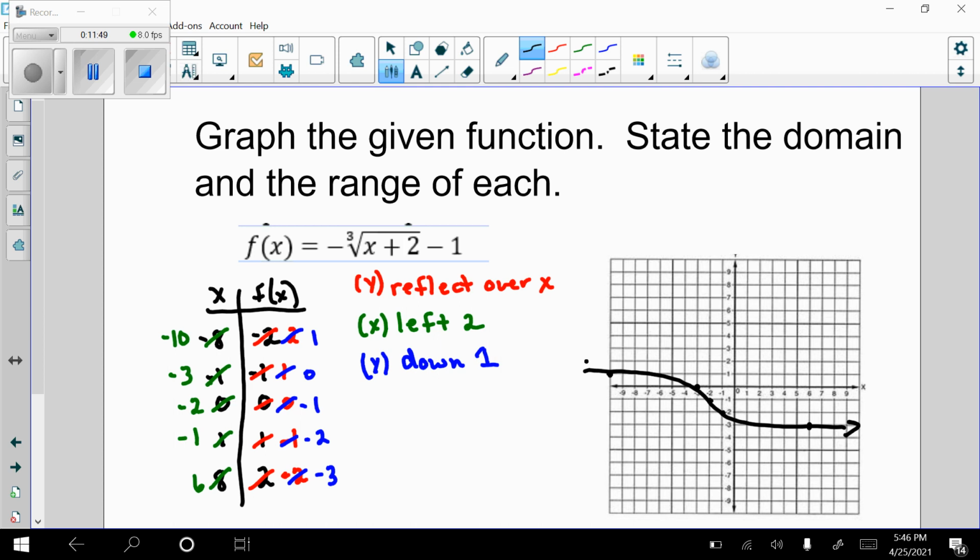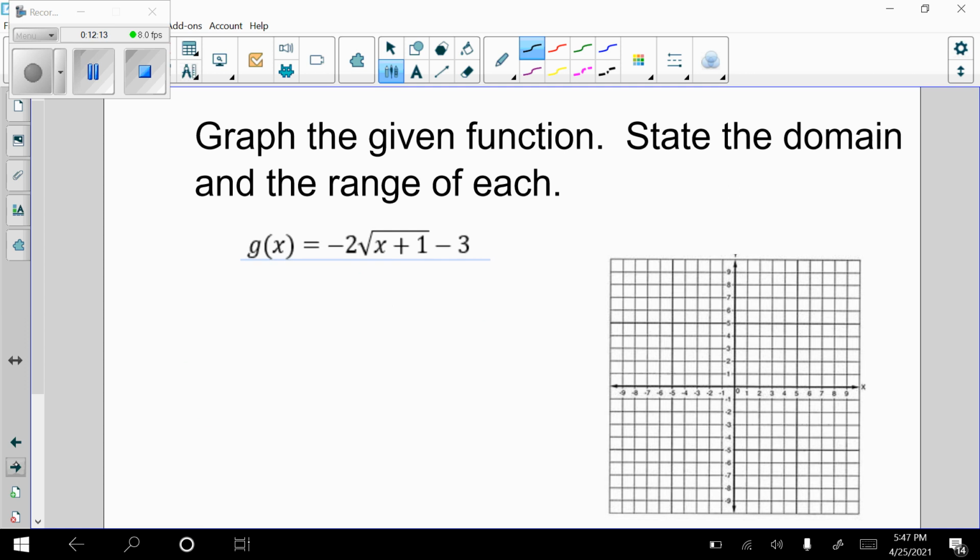So that graph reflected and it shifted left and down. You can judge it by this point right here. That one went left 2 and down 1. My domain is still all real numbers. My range is all real numbers, because it's a cube root.